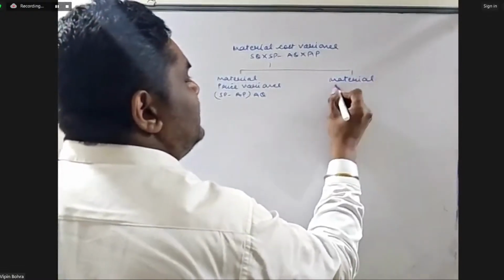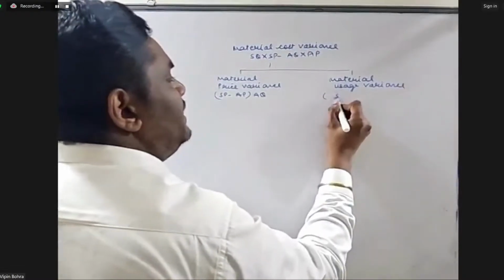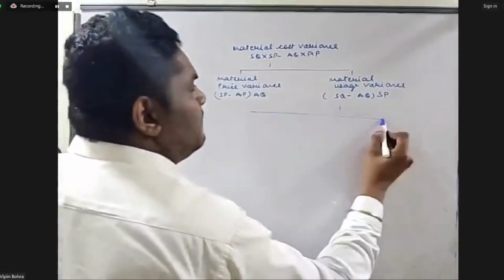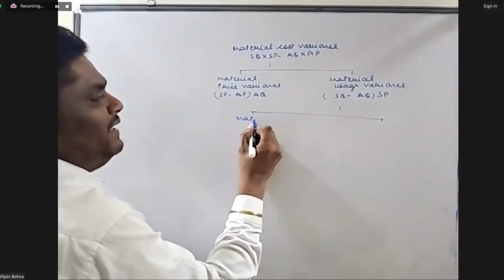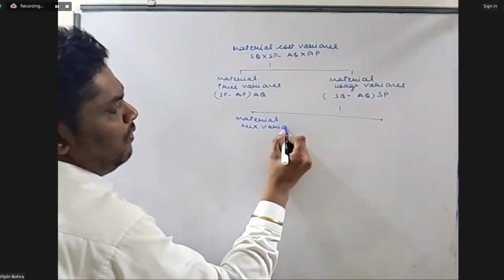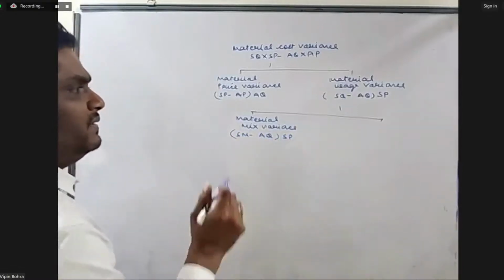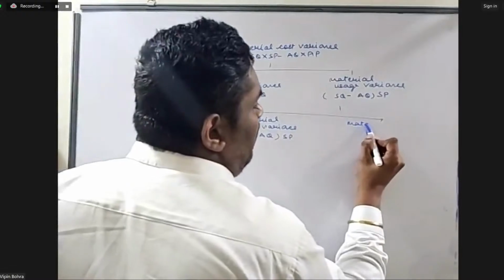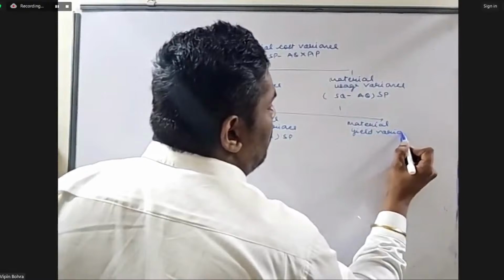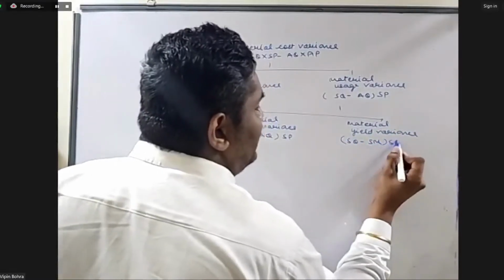Material usage variance, that is standard quantity minus actual quantity into standard price. Material mix variance, that is standard mix minus actual quantity into standard price. And material yield variance, that is standard quantity minus standard mix into standard price.